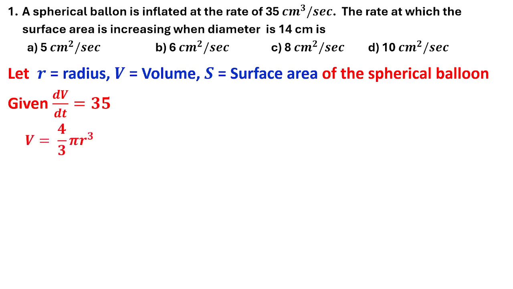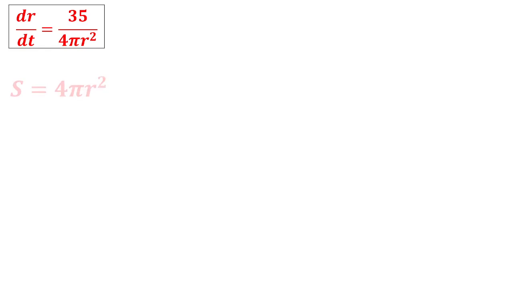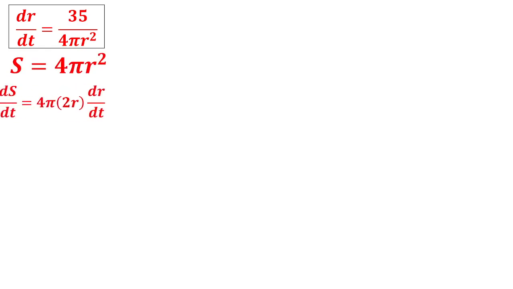Our V formula is 4 by 3 pi r cube, differentiated both sides with respect to t. We have been given dV by dt. From this, I can get dr by dt. It is 35 upon 4 pi r square. Let me go back to the formula for surface area. It is 4 pi r square.